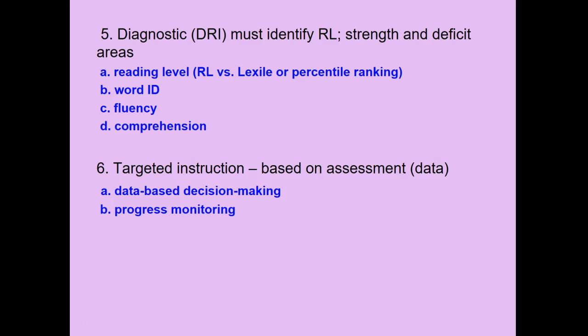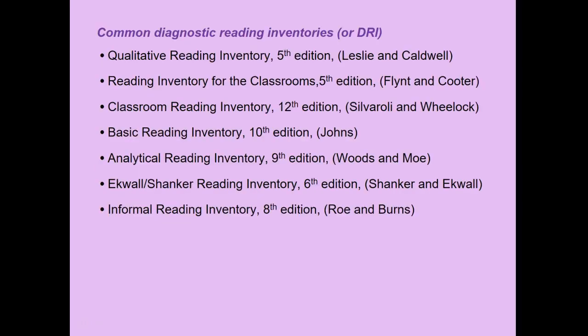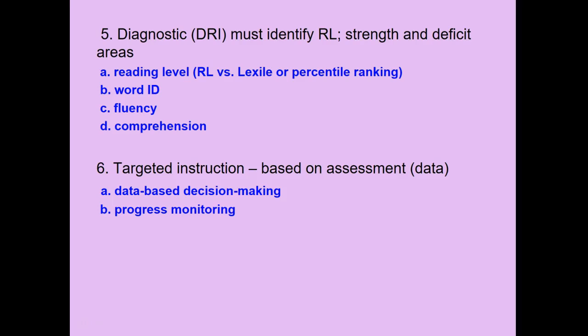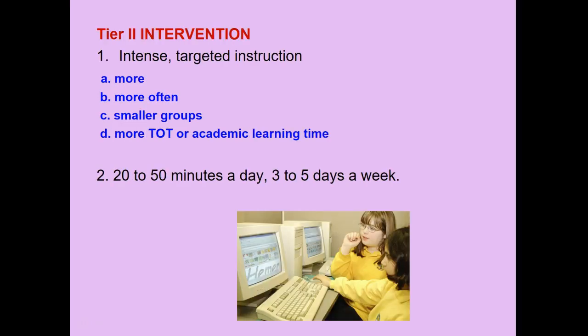Targeted instruction then is instruction based on assessment data. That's why, again, it's so important to have good diagnostic data. I recommend a diagnostic reading inventory, again, informal reading inventory, or some form of assessment. Something like one of those should be used for a reading diagnostic. Target instruction based on that, as well as progress monitoring, should be based on the deficit area. The Tier 2 intervention needs to be intense and targeted.